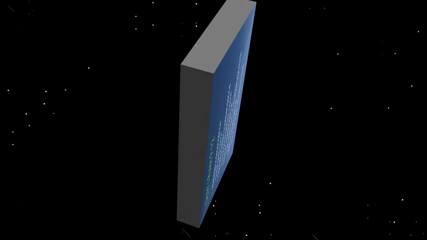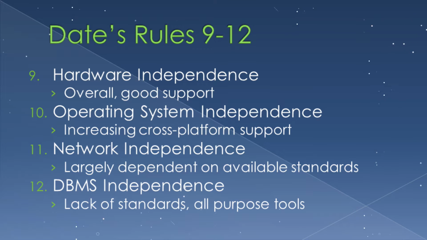C.J. Date, following in Codd's footsteps, developed 12 rules for DDBMSs. I'd like to look at 3 of those now. Rule 9 is hardware independence. This suggests that the DDBMS should run on basically any hardware.